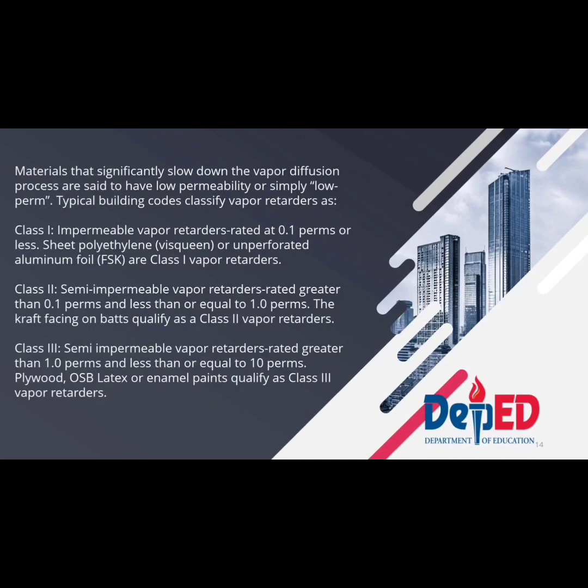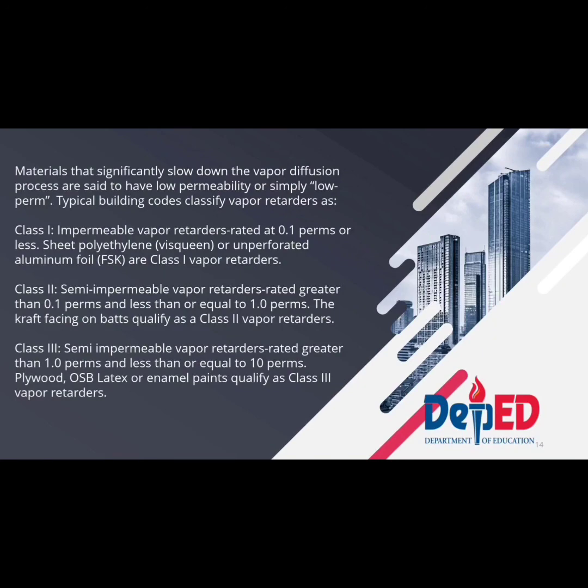Typical building codes classify vapor retarders as Class 1, impermeable vapor retarders, rated at 0.1 perms or less. Sheet polyethylene, visqueen, or unperforated aluminum foil, or FSK, are Class 1 vapor retarders. Class 2, semi-impermeable vapor retarders, rated greater than 0.1 perms and less than or equal to 1.0 perms. The kraft facing on batts qualifies as a Class 2 vapor retarder.